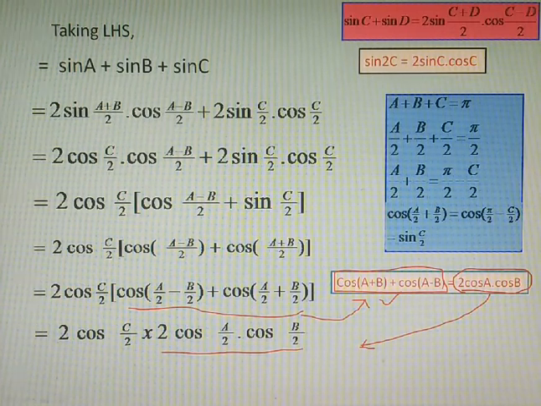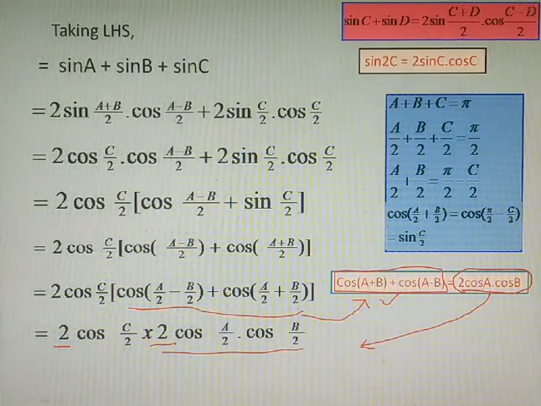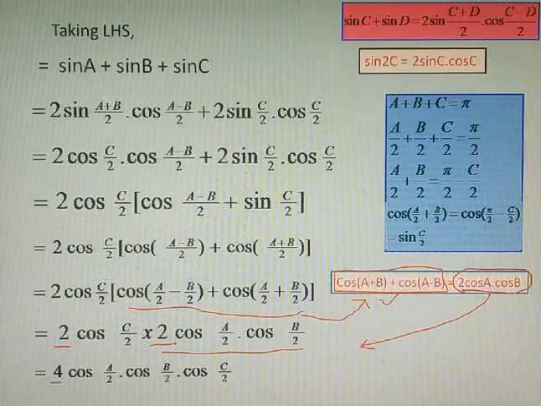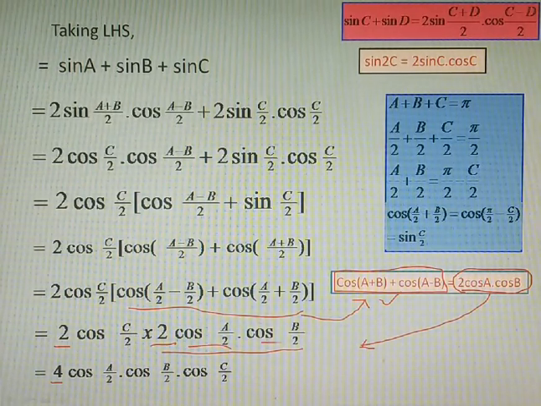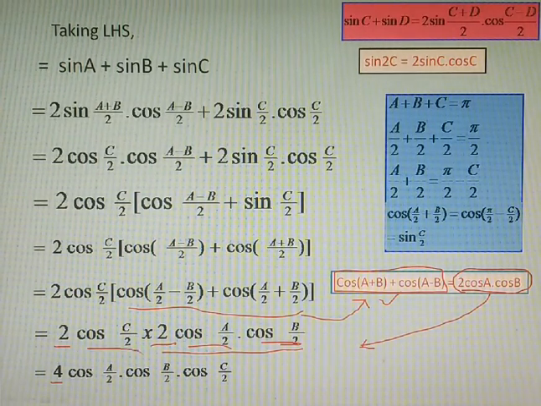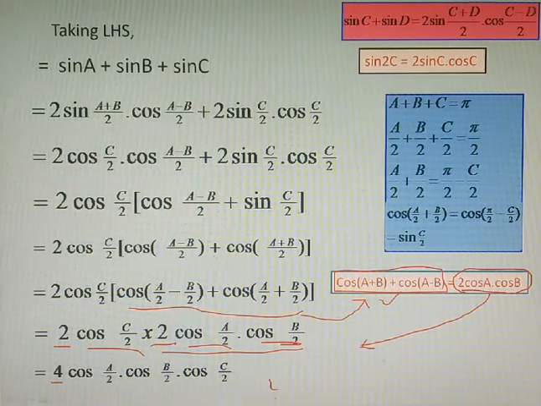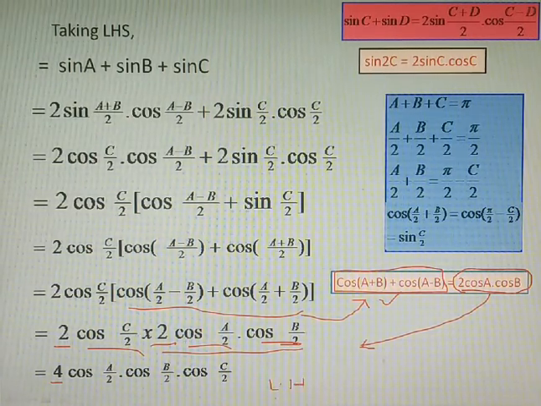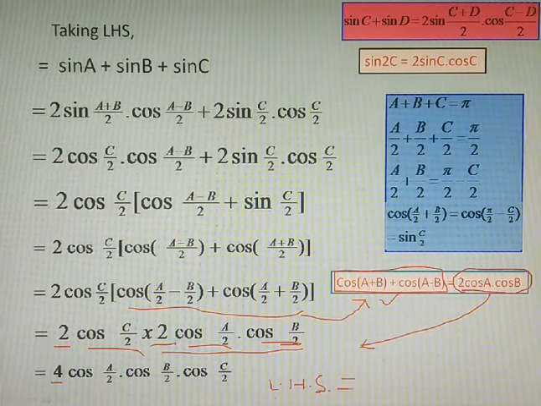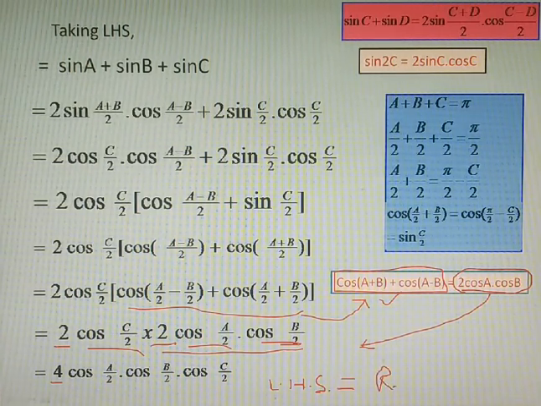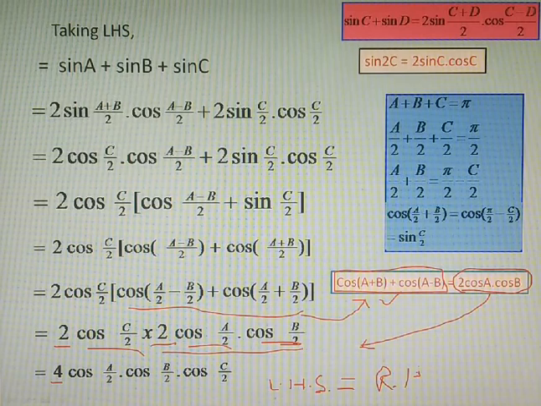Now finally, these 2 and these 2 get multiplied and it will be 4, and then the rest, cos A by 2, cos B by 2 and cos C by 2, are all copied from the above step. So left hand side is equal to right hand side. Proved.